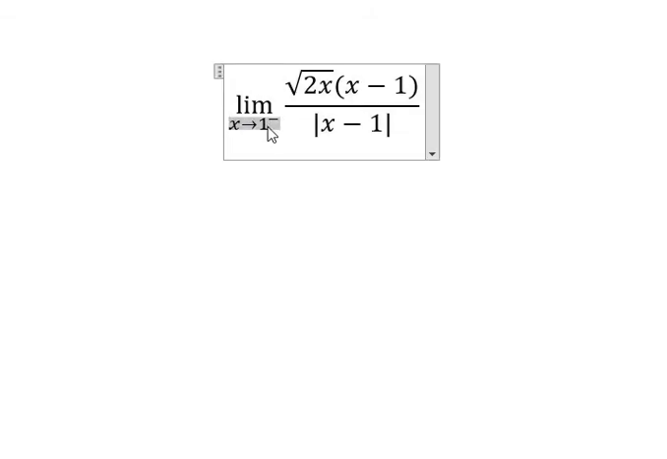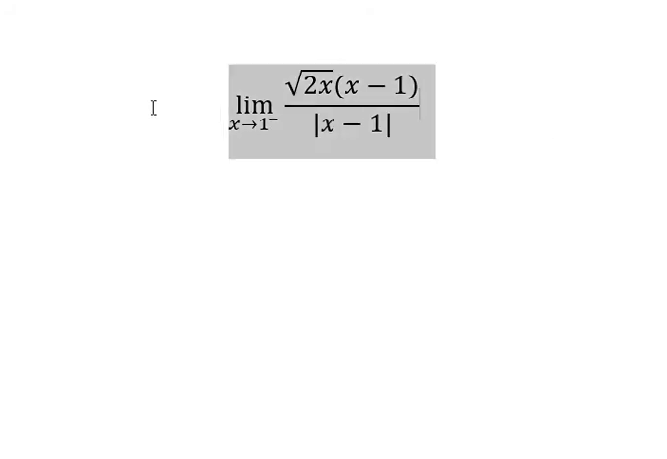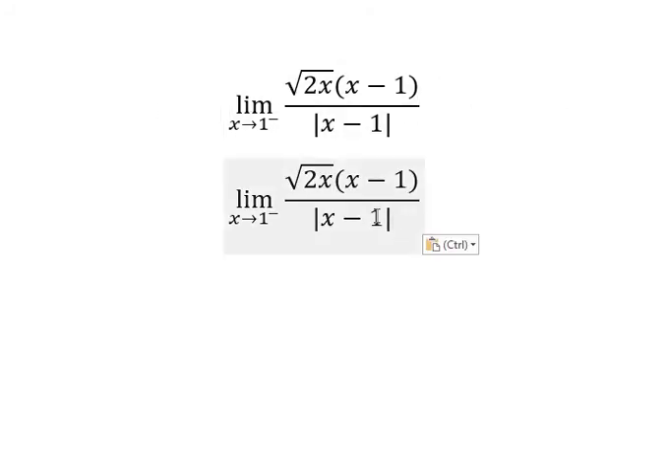S approaches number 1 on the left. So we have s minus number 1 in here. We know that number 1 on the left means the value of s is smaller than number 1. So when we put number 1 in here, we will have negative s minus number 1 in here.